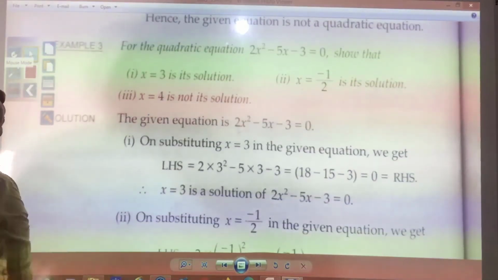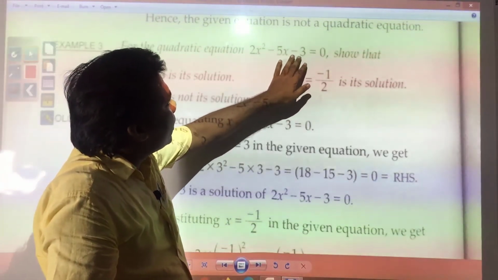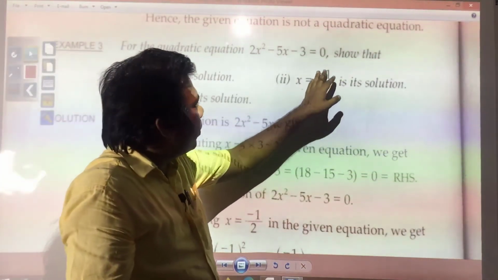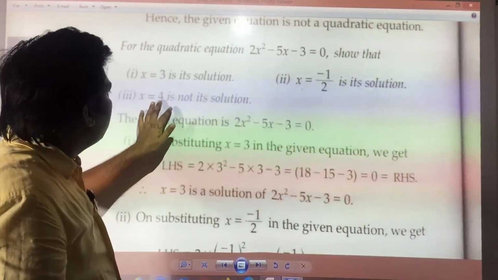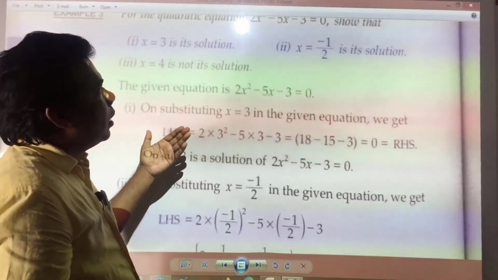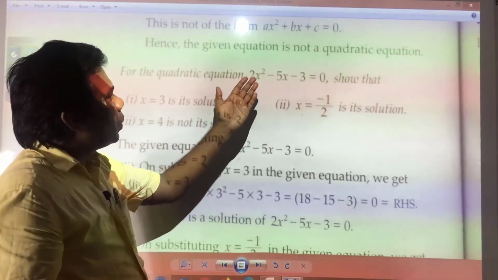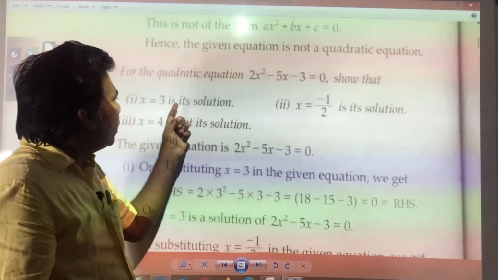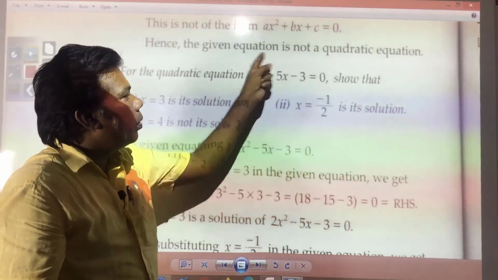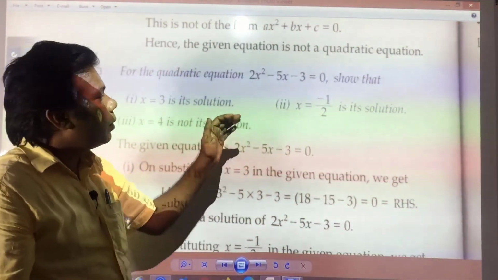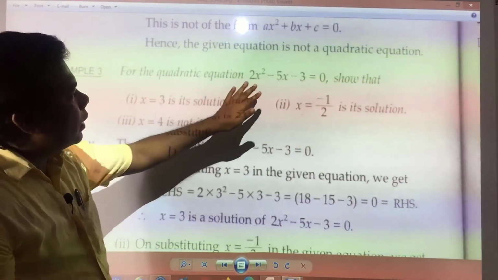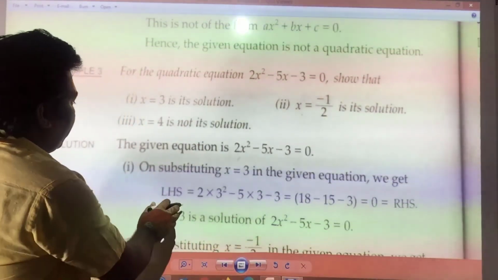Question number 3: for the quadratic equation 2x square minus 5x minus 3 is equal to 0, show that x is equal to 3 is its solution, x is equal to minus 1 by 2 is its solution, and x is equal to 4 is not its solution. As in polynomials we have studied, if a solution of the given polynomial has been given, you put the value of x and see whether the value of the polynomial comes to 0 or not. If it is 0, it means the given value of x is the solution of the given polynomial. The same thing has been done here.